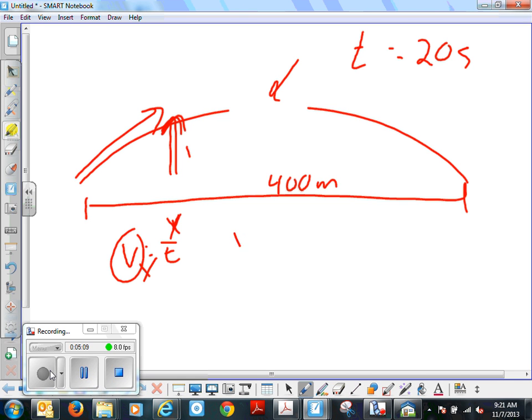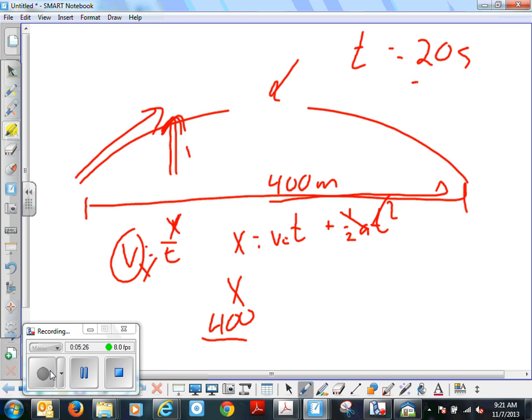Or you can use this formula, which is the same formula, plus 1/2 at squared, but there's no acceleration. So your x, which is 400, divided by, now does it take the total time to do this? It takes the total time, right? So divided by 20, so my velocity in the x direction is 20.